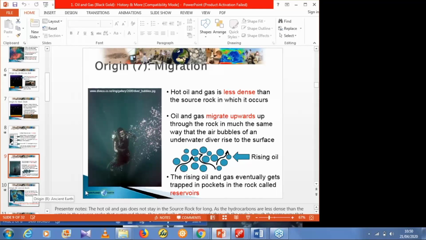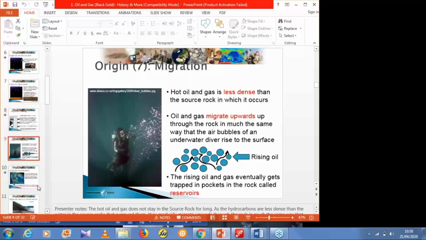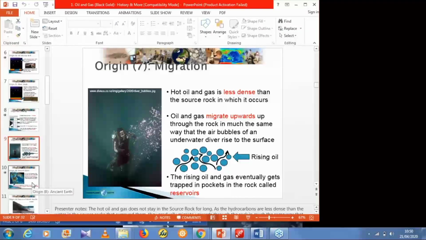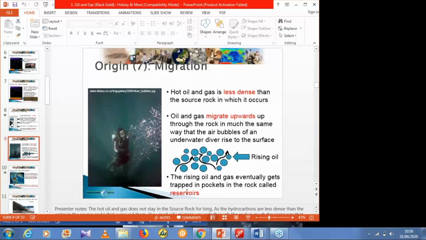Back to what we're talking about, the reservoir. So we said that this oil migrates to a point where they settle down and they are referred to as reservoir.